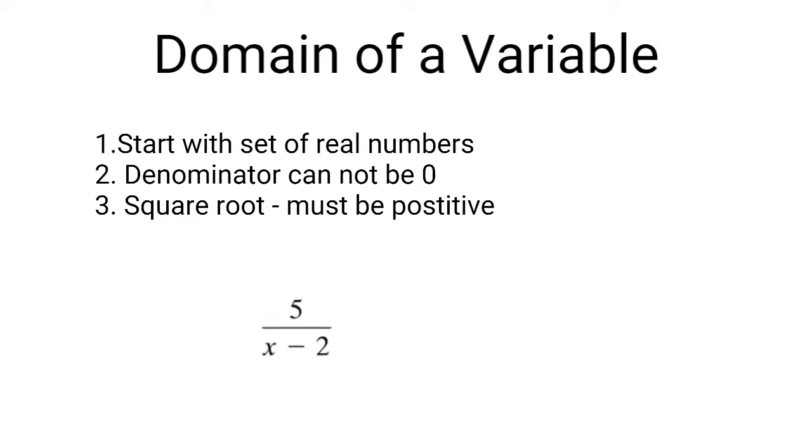Let's look at the example of 5 divided by x minus 2. So let's start out with the set of all real numbers. Number 2 says that our denominator cannot be 0. So x minus 2 would be equal to 0 where x equals 2. We don't have a square root, so our domain is the set of all x's except x cannot be equal to 2.